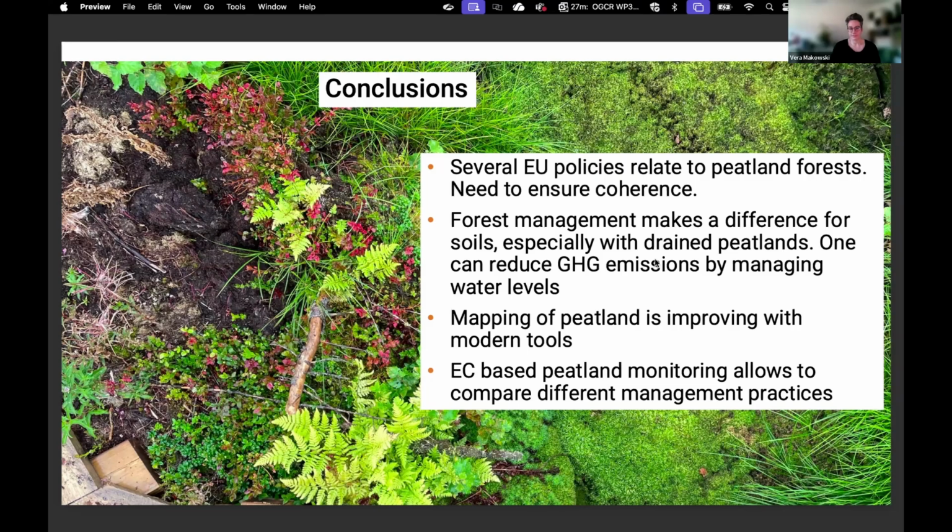Thank you, Aleksi, for this very nice talk. I'm not sure if some people from the audience were here yesterday, but I think this showed quite well how different the monitoring of mineral soils is from organic soils. And we have some questions in the chat for you.